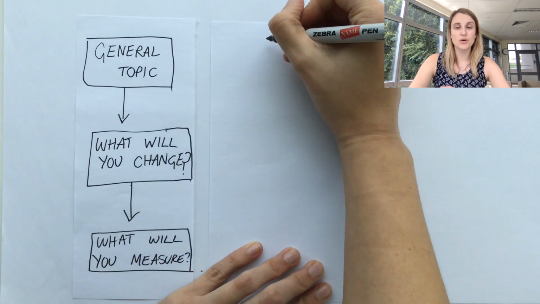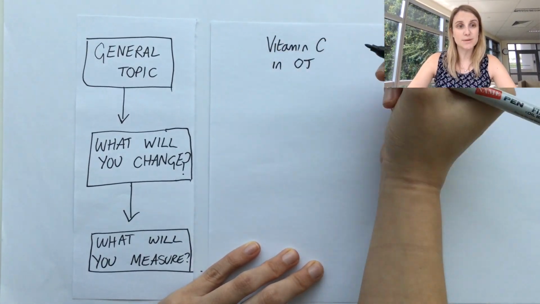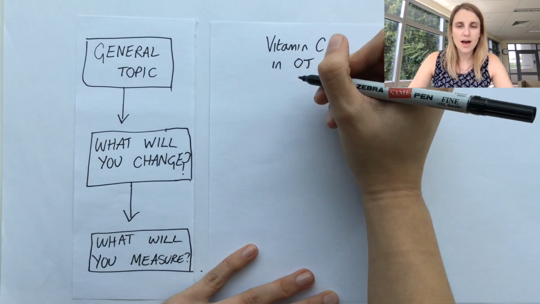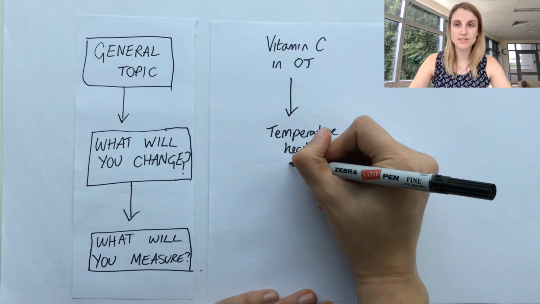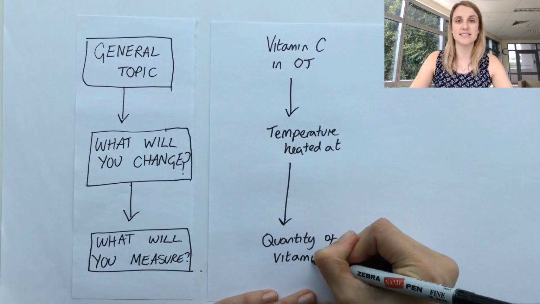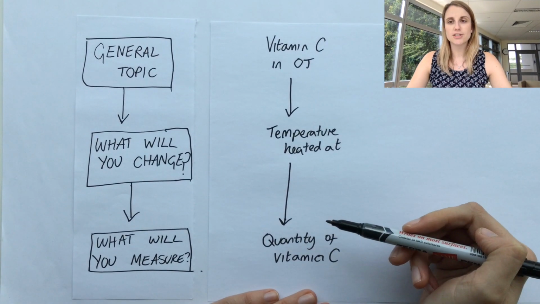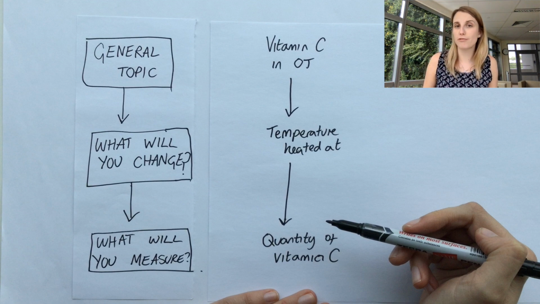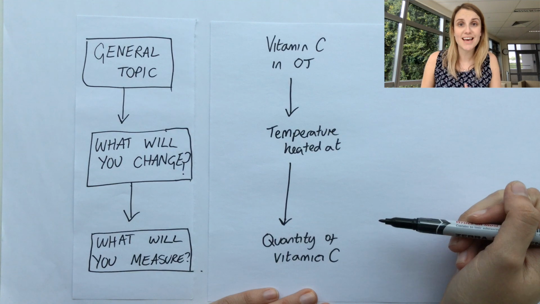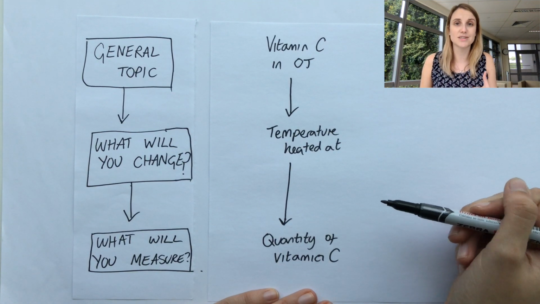So in this example, I'm super interested in the vitamin C content of orange juice, and I've decided I'm going to change the temperature of the orange juice and measure how much vitamin C there is within the orange juice. So that's all well and good as my IA, but as my EE, I need an extra level of complexity. So instead of adding the complexity and measuring different things, what I'm going to do here is instead change different things about my orange juice to then see how that affects the quantity of vitamin C.